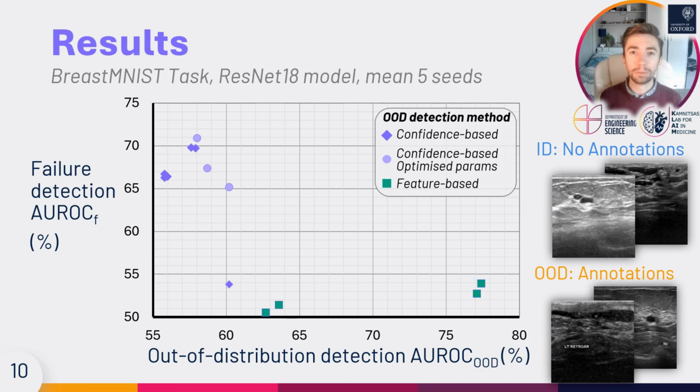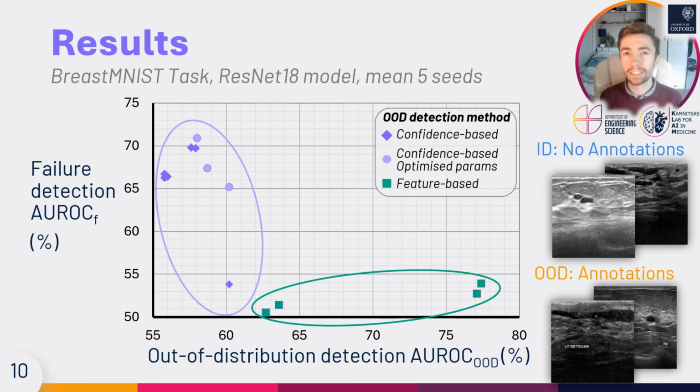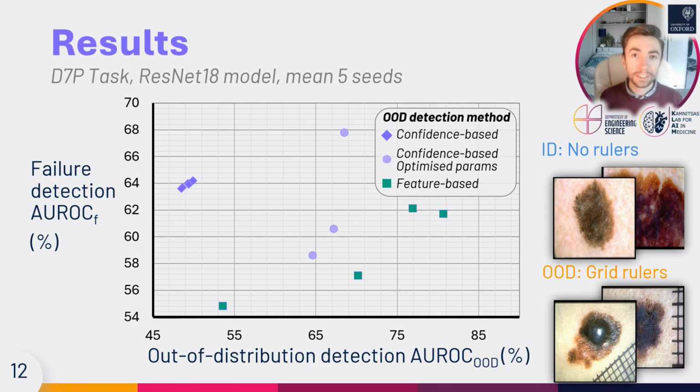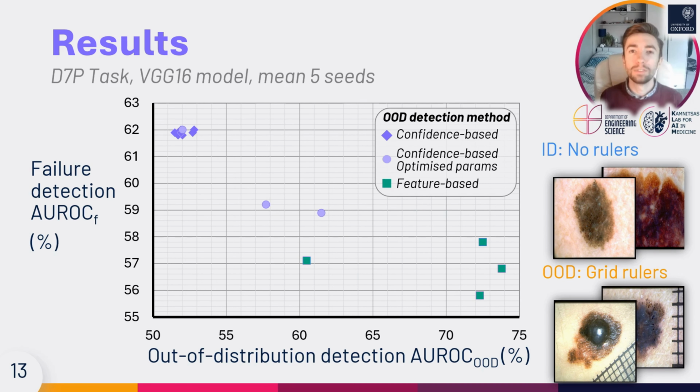What we see in general is the confidence-based methods perform better than the feature-based methods at failure detection, whereas the feature-based methods perform better than the confidence-based methods at outer distribution detection. We see the same thing for a VGG16 model, as well as for our dermatology task with a ResNet 18 model and for a VGG16 model.